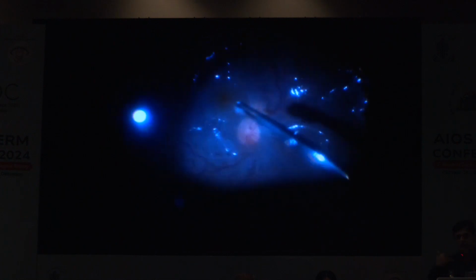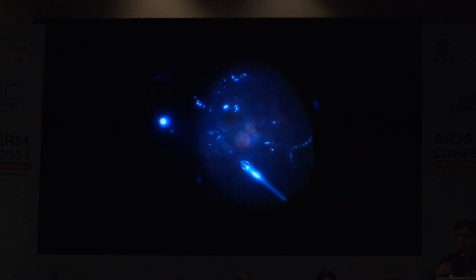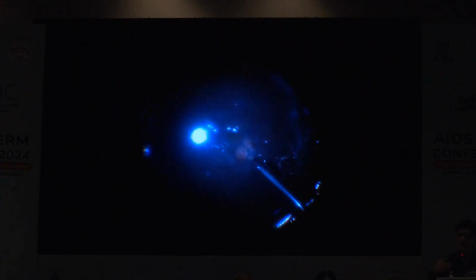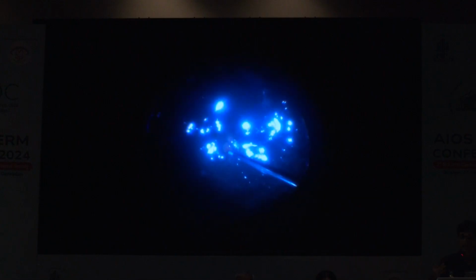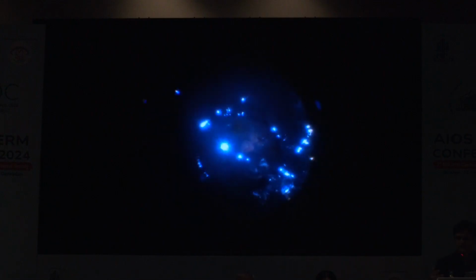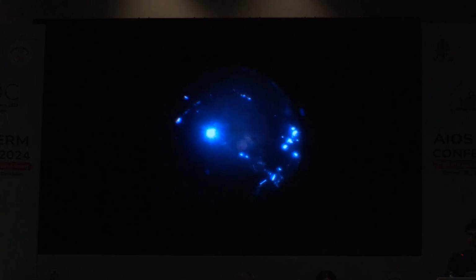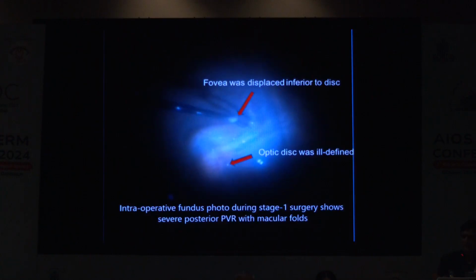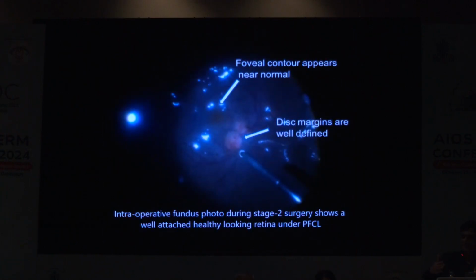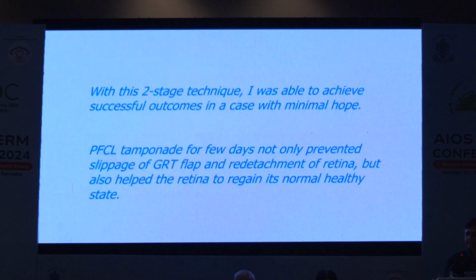Now what I'll do, I'll remove this PFCL. For 15 days, PFCL will not cause any problem. And then I'll do an air fluid exchange again to look for any slippage, and I put silicone oil. So the anatomy has improved so markedly. This is the first intraoperative picture, and this is the second. You can see the fovea is coming back to its position, and the retina is looking much better.